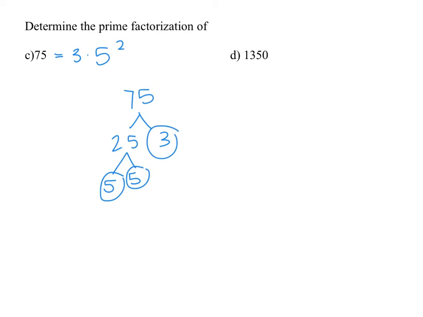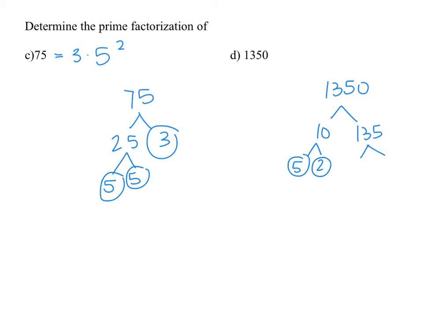1350, this one's a lot larger. When I'm breaking it down, I might just divide it by 10 because it has a 0. Or I might divide it by 2 because it's even, right? Or by 5 because it ends in 0. For this one, I might just divide it by 10. So 10 times 135. Okay, I know 10 is just going to be 5 and 2, so I'm done there.